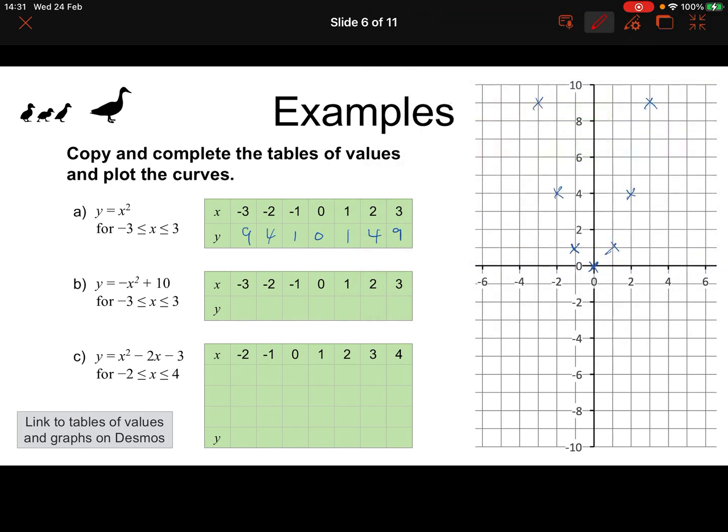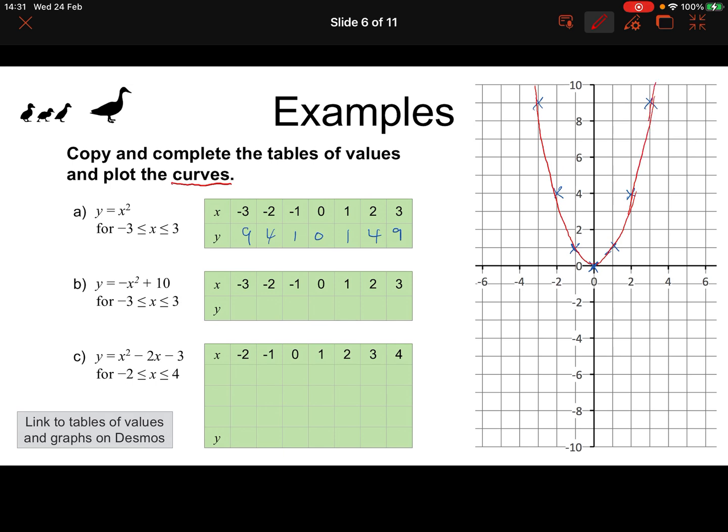Now, what you need to do is connect these up. You will not connect them up with a ruler because this is a curve. Plot the curves, so no ruler used. What it needs to be is like a smooth baby's bottom. A smooth baby's bottom. And it should go through all of the points.